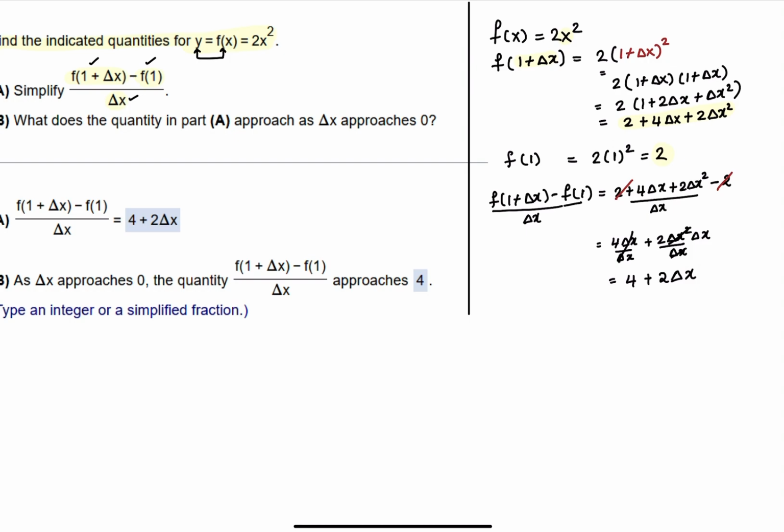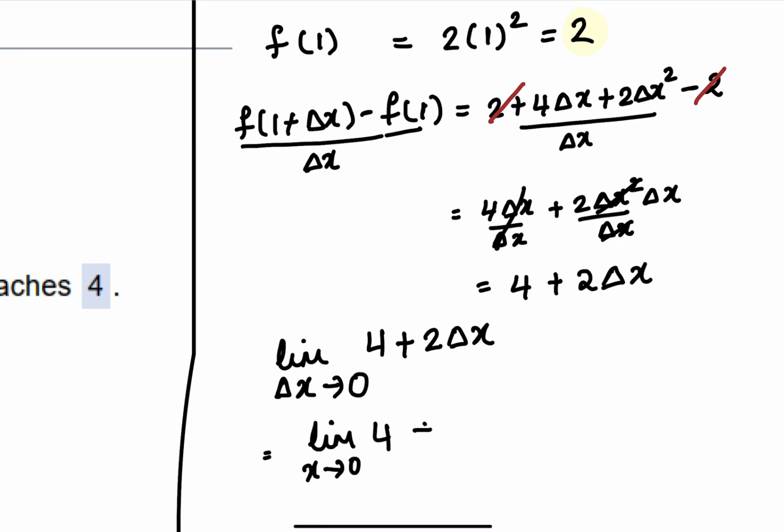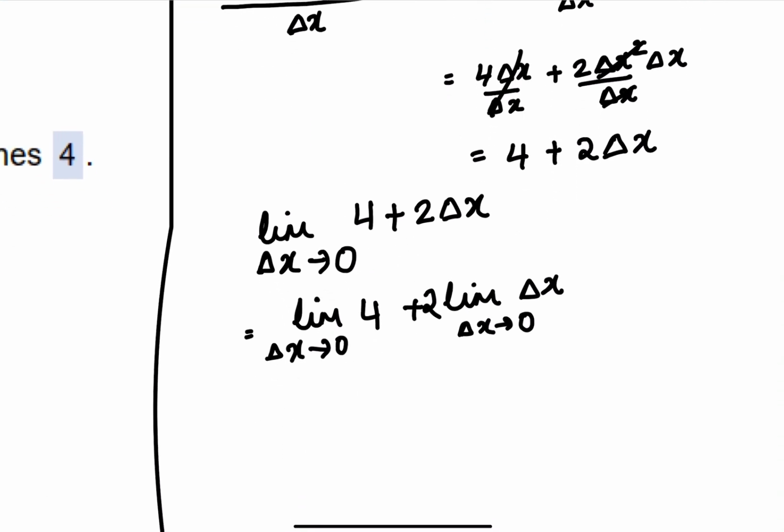Now, what did they ask us to do? They said, once you find that, go ahead and see what happens when delta x approaches 0. That means all they're saying is, good job that you found this. Now, go ahead and plug in your limit as delta x goes to 0 for 4 plus 2 delta x. Your limits come into the picture here, which is going to be the limit as delta x goes to 0 of 4 plus the limit as delta x goes to 0 of 2 delta x. The limit of a constant is a constant, it doesn't matter where delta x goes because I don't have any delta x in there. And when delta x goes to 0, 2 times 0 is 0. So my limit is 4.